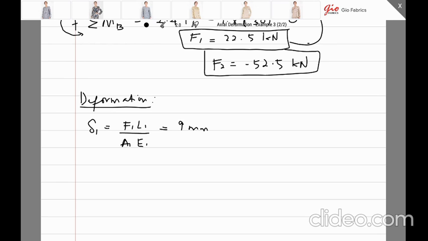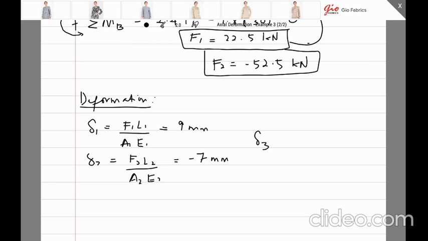Now for post 2, delta 2 is equal to F2 L2 over A2 E2. You should get your delta 2 is equal to negative 7 mm. So you can see that this is caused by the compressive force F2.